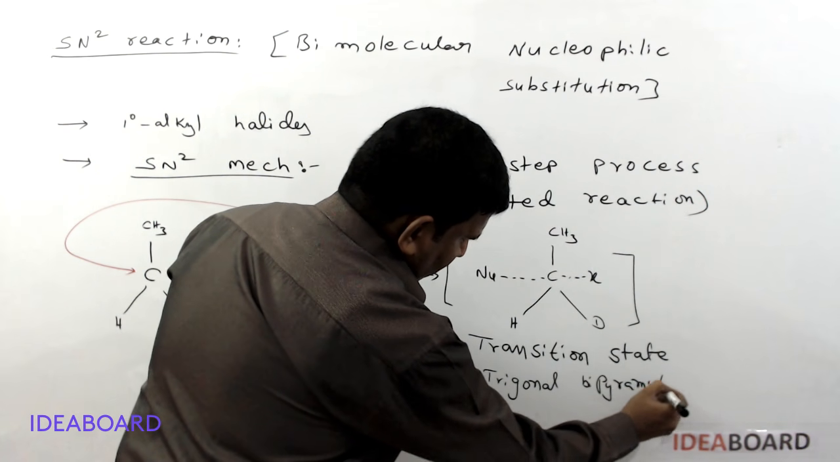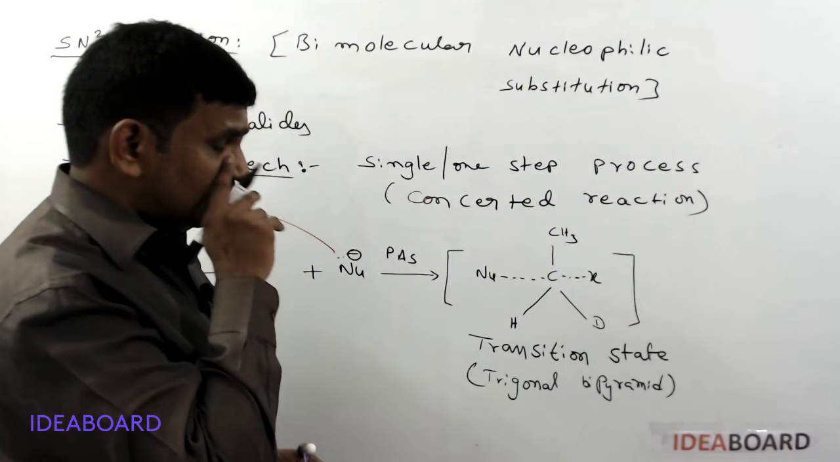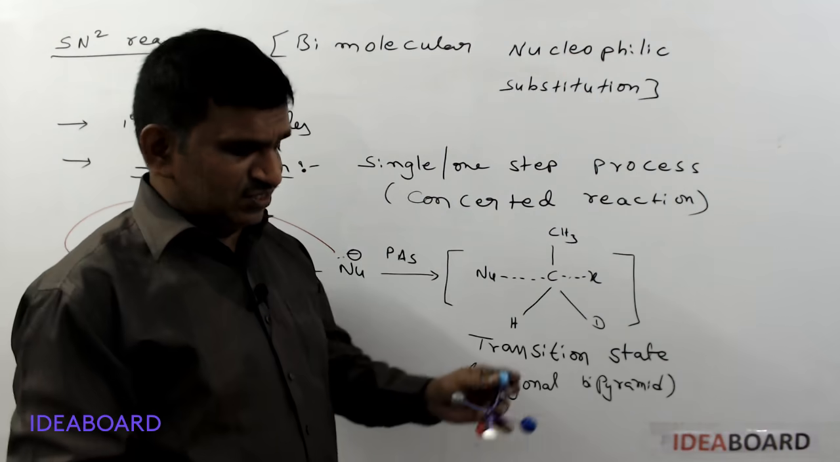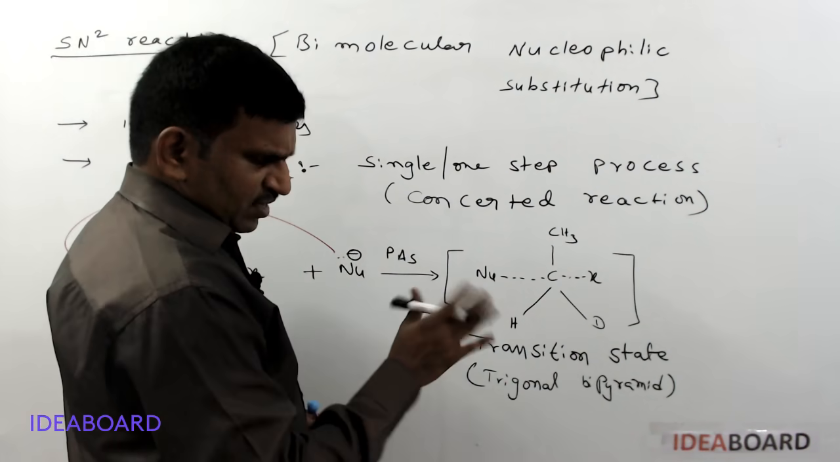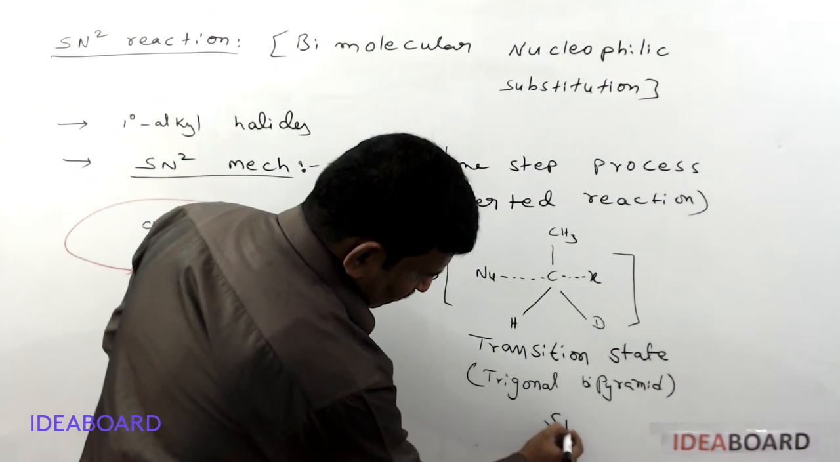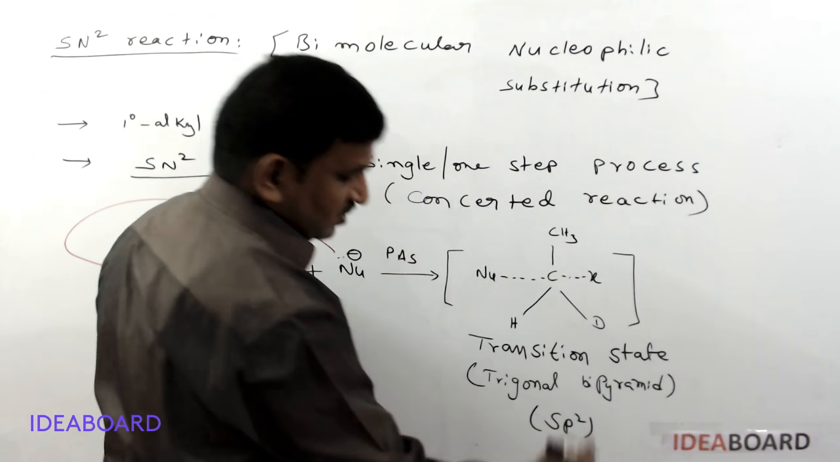So trigonal bipyramid structure means you may think it has sp3d hybridization, since there are 5 bonds. But that is not correct. This is having only sp2 hybridization.